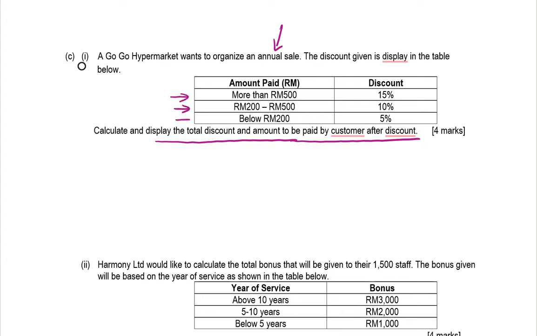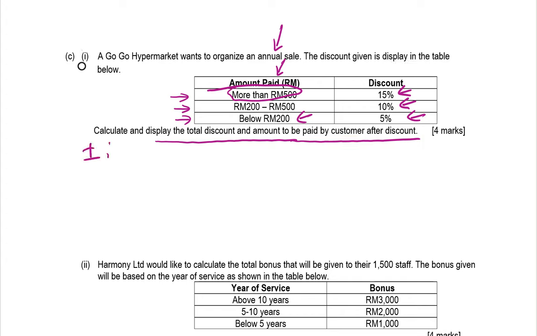So why is it a selection? You have options here, meaning the discount will be given based on the amount paid. If the amount paid is more than 500, a 15% discount will be given. If the amount paid is between 200 and 500, the discount is 10%. And the last one is if the amount paid is below 200, then a 5% discount will be given. So that's why this is a selection control structure.